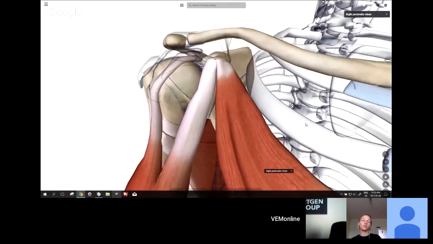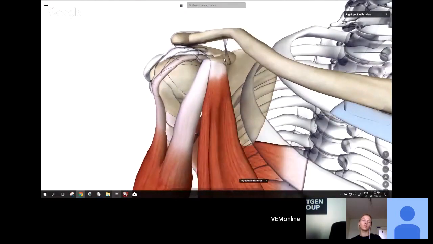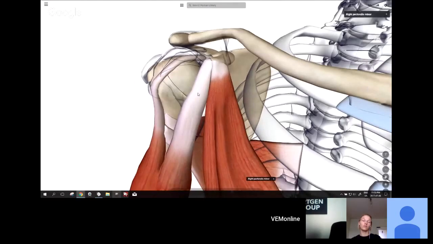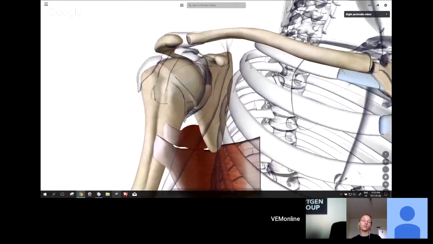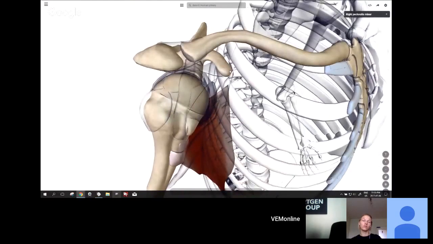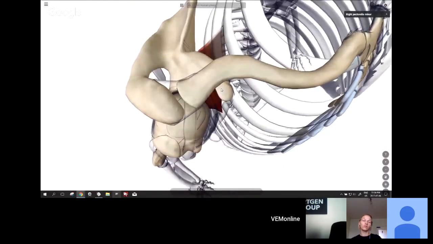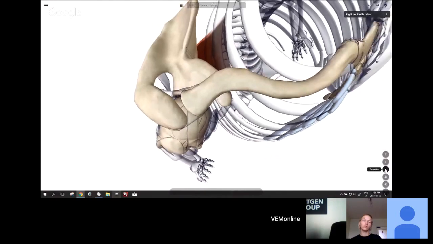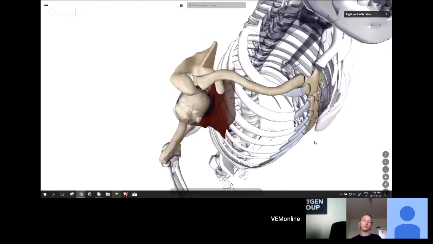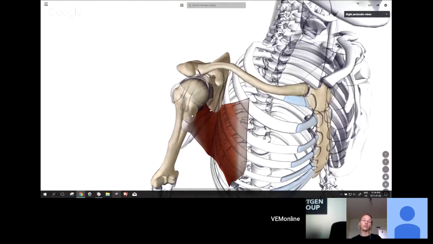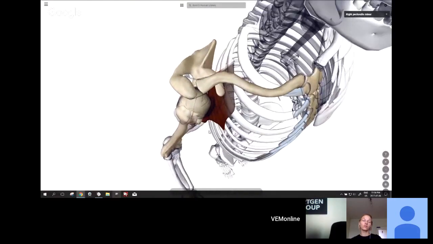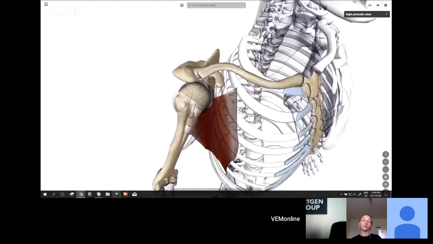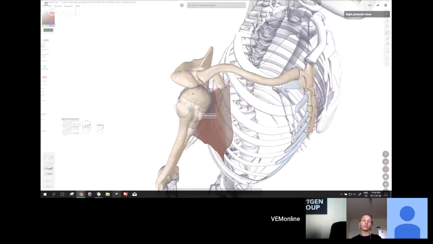The other head attaches to this outgrowth from the scapula. Let's remove these muscles, and we'll see that clearly right there. See, it looks kind of like a hook. This is a top view. Let's zoom out a bit so you can see what I'm showing here. Here you can see the clavicle, humerus, and scapula. I'm talking about this hook-like structure right there.